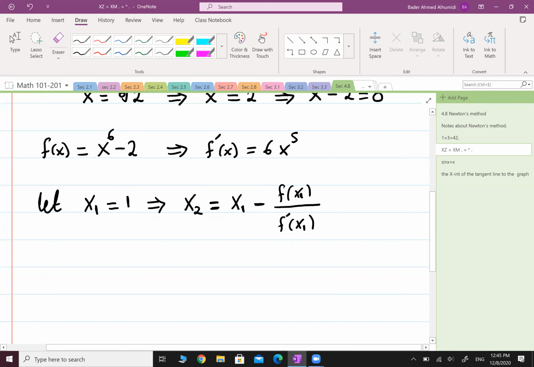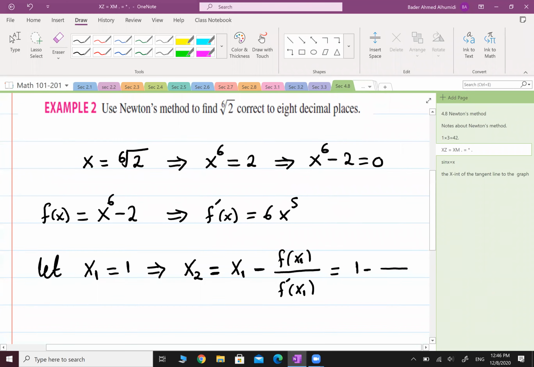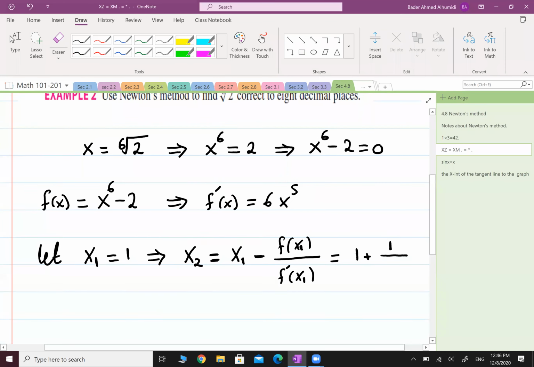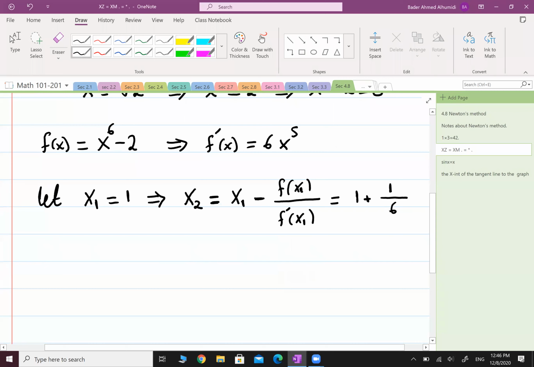جميل. طيب نعوض، شو يصير الناتج الآن؟ If I substitute x1 it will be 1 minus f of 1. f of 1 يطلع لي شنو؟ 1 minus 2 minus 1, so this will be plus 1. f prime of 1 is equal to 6. يعني الجواب هنا تقريبا صار شنو؟ 1 and 1 over 6، يعني 1 point.